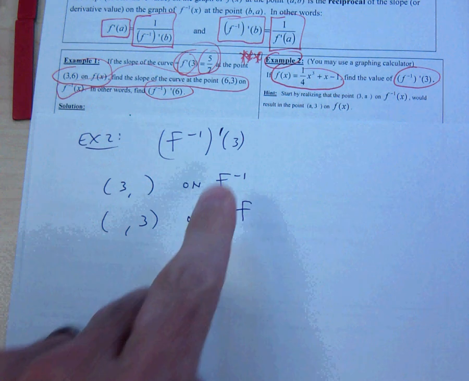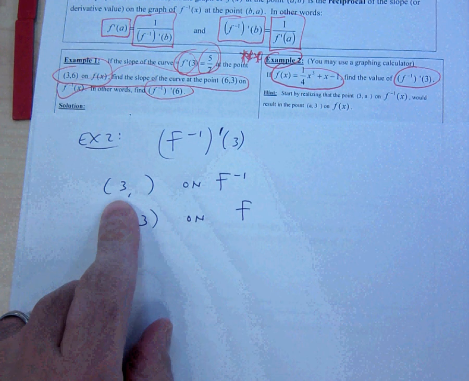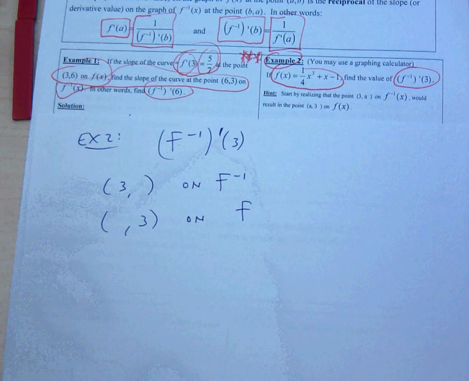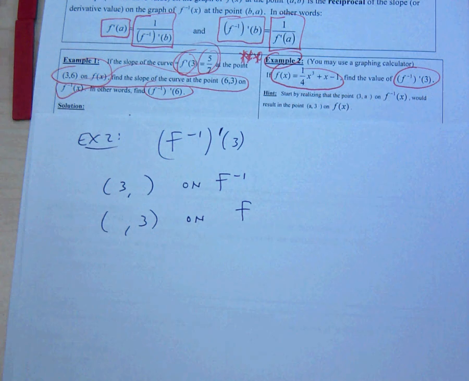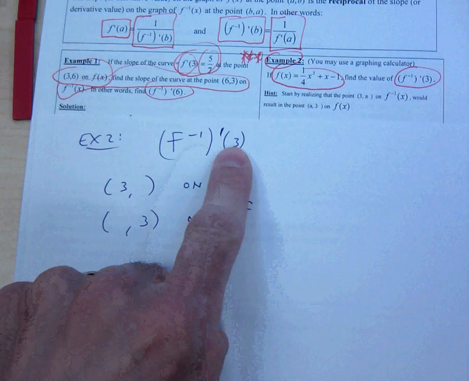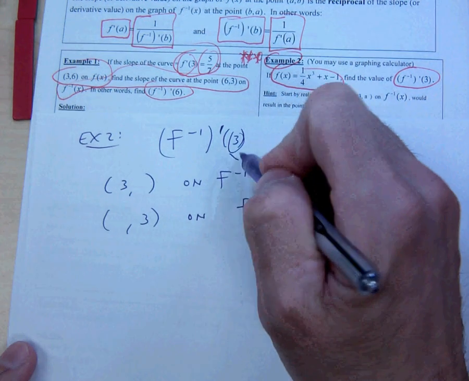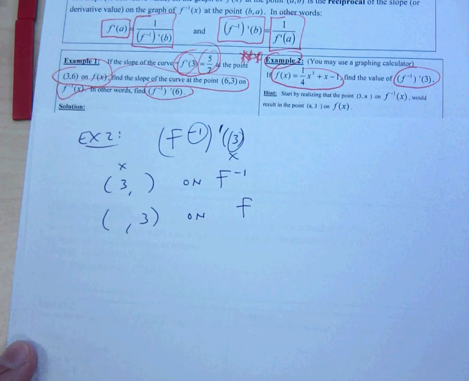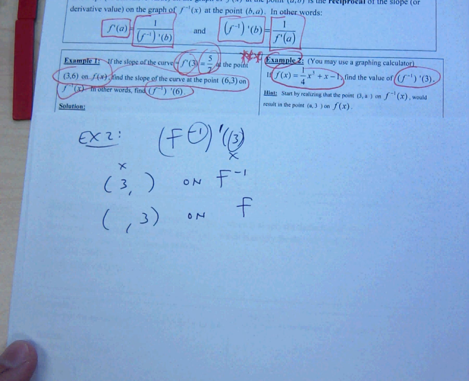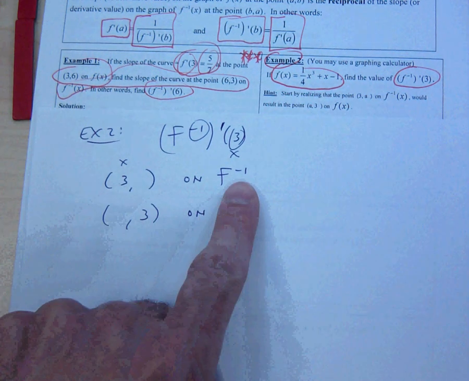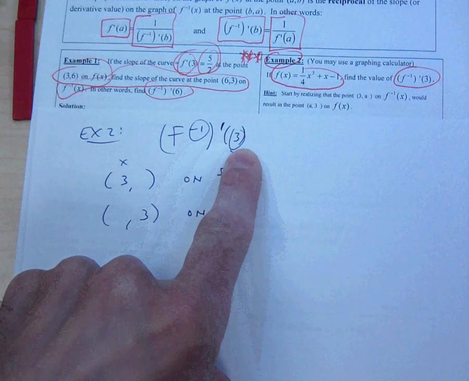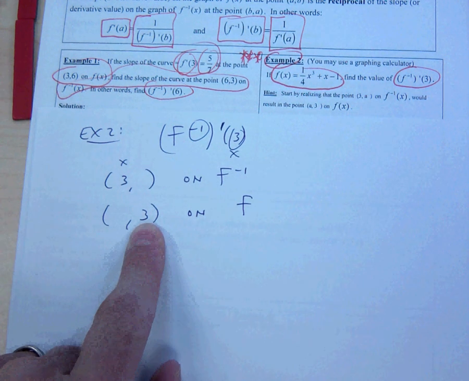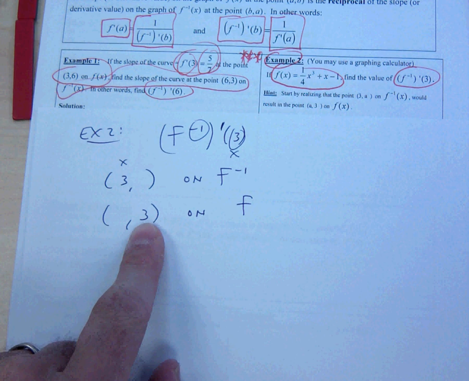Again, that's an x value, isn't it? We're looking at the point 3 something on f inverse, because I'm asking you to find f inverse prime of 3. That's clearly an x value on f inverse, right? And so that would correspond to the point something 3 on f. Are you with me? Okay?